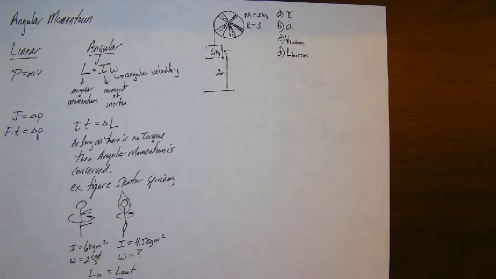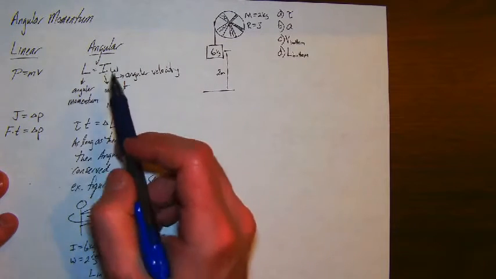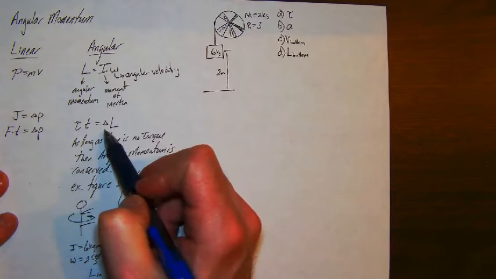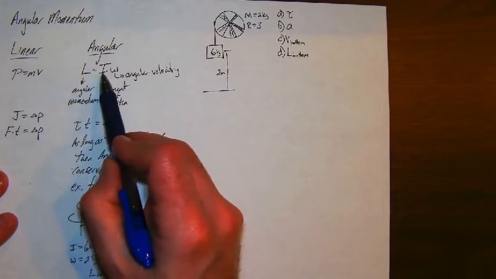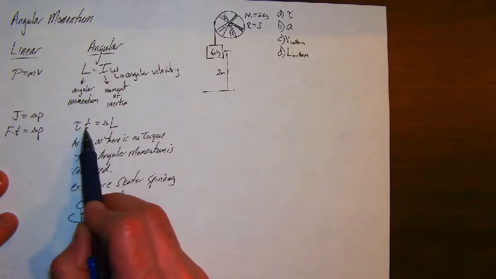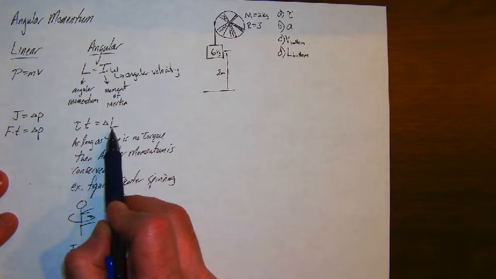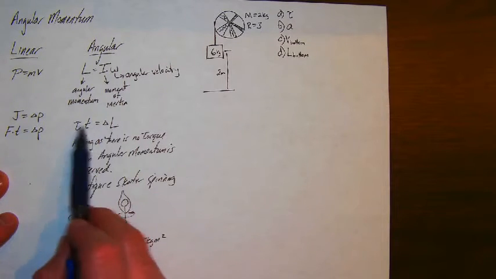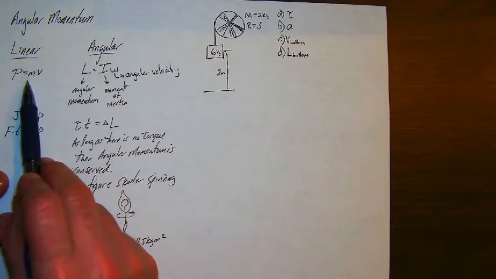In the last video, we talked about angular momentum, and we said that there are two particular equations that we have for it. The angular momentum is I omega, and torque times time is equal to the change in angular momentum. And remember that those pair with the linear equations.